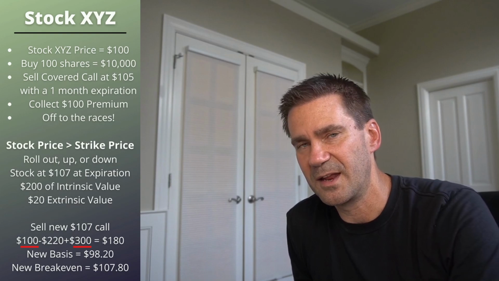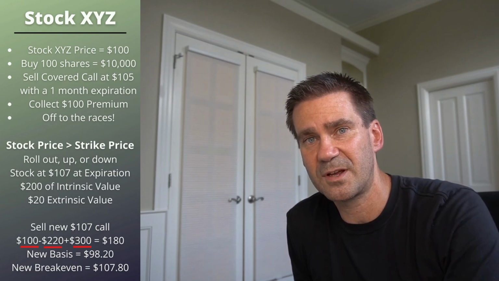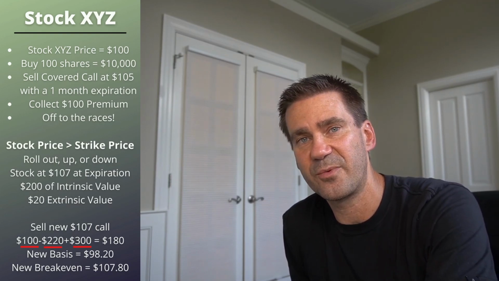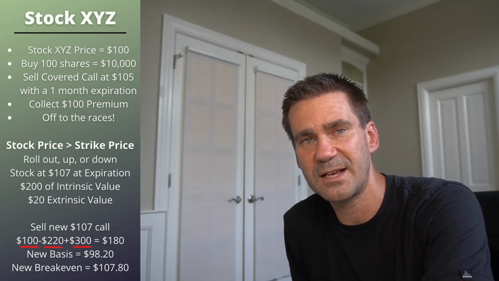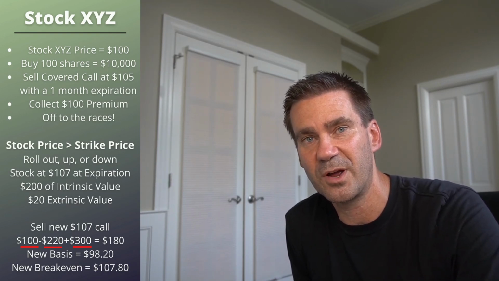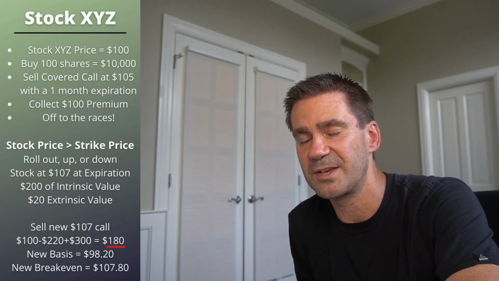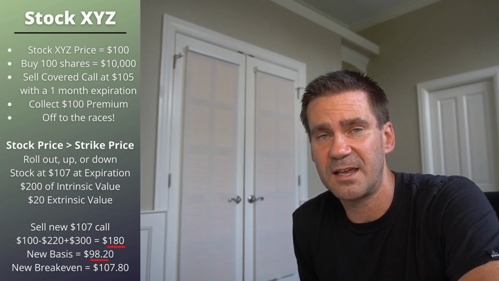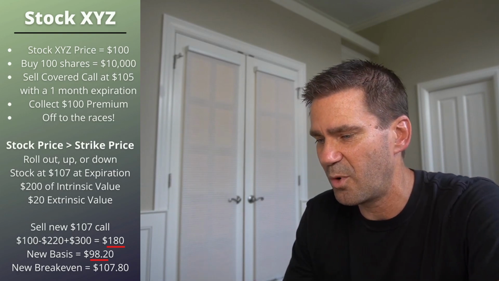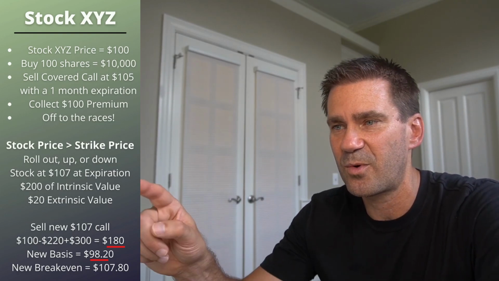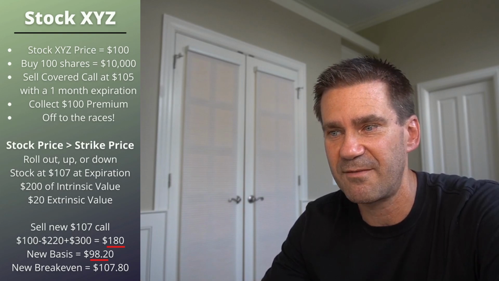So in this case, you got 100, and then you're going to take 220 off to close it, and then you're going to add 300 for selling your next call. So altogether, you collected $400 minus your 220, so you're up 180. So again, we're going to adjust our basis and look at it and say, okay, we feel pretty good. We put more credit in there, and now we're offering to sell it at 107.